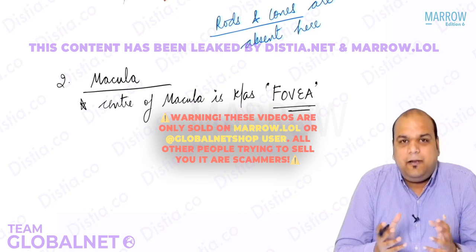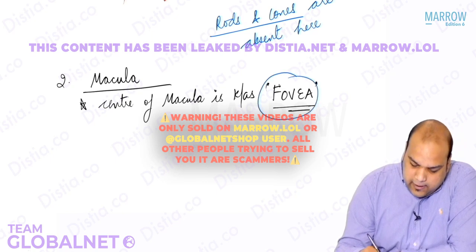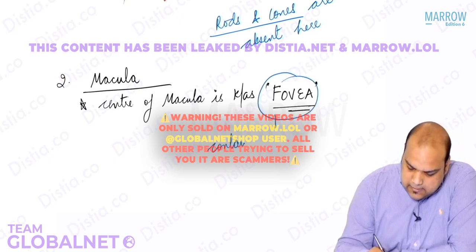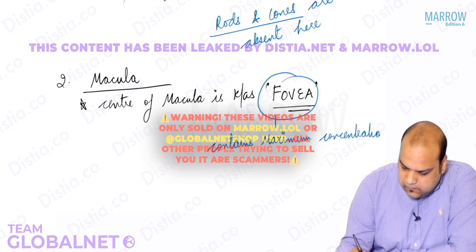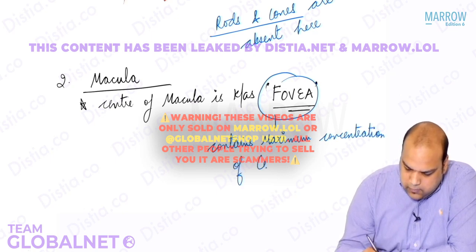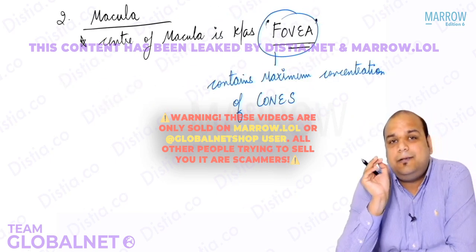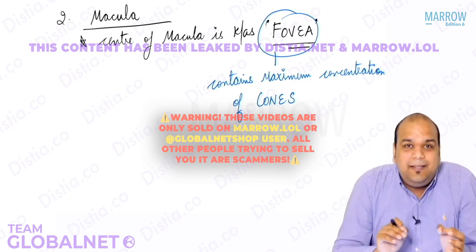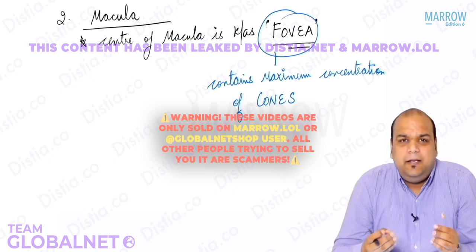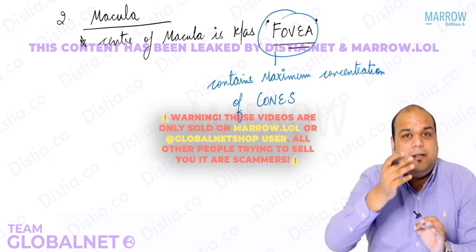Now, why are we trying to see this? What is the importance of this? So again, all of us should know, I hope, that fovea contains the maximum concentration of cones. Because it contains the maximum concentration of cones, try to think of it like this: all of the cones which are present will be nearer to each other. Yes? If they are nearer to each other, they will give you a clearer image.